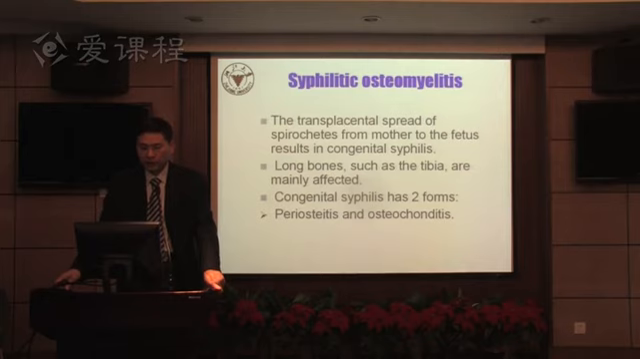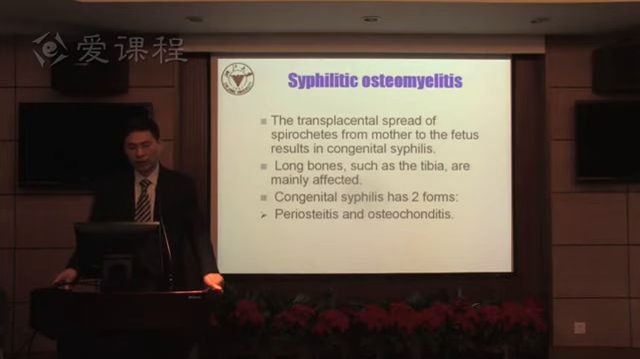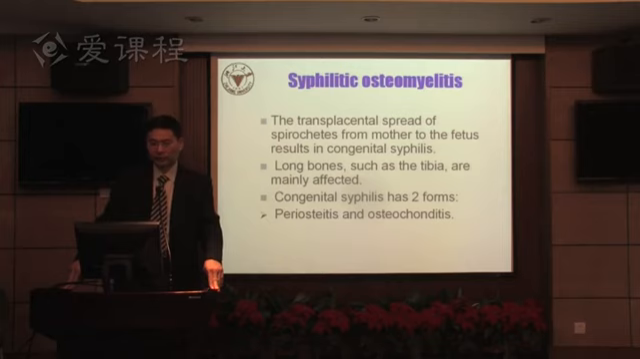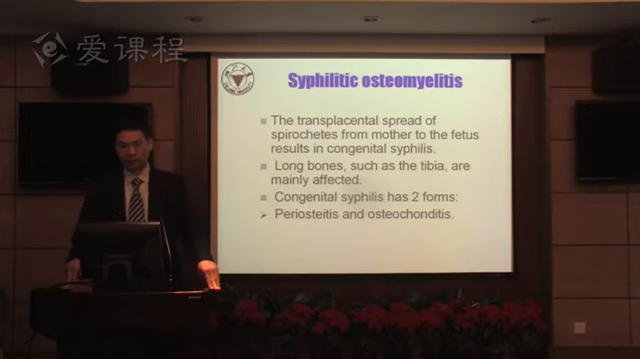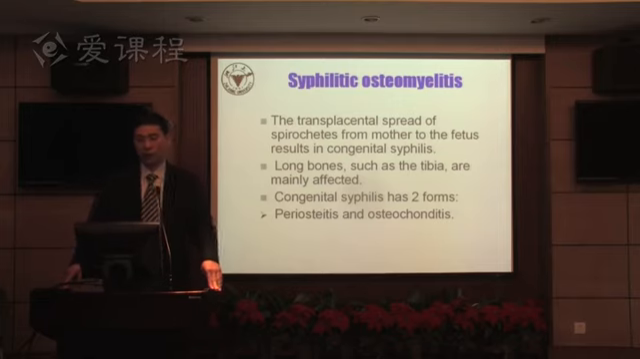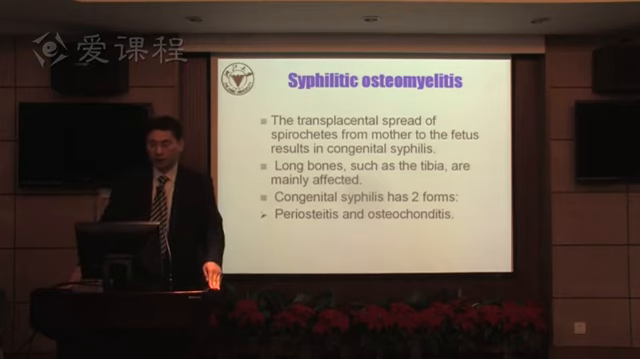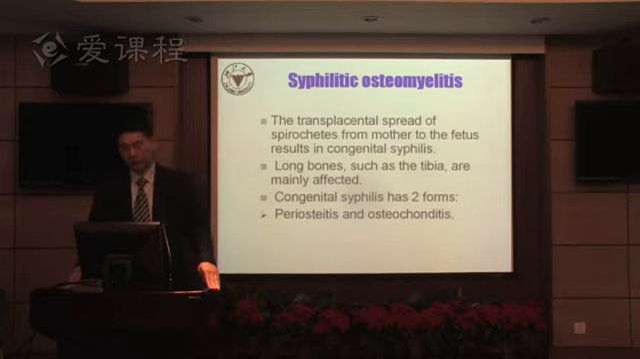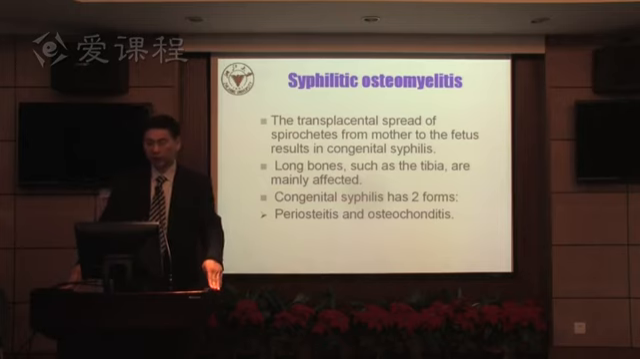Syphilitic osteomyelitis is very rare in China. The transplacental spread of this disease to the fetus results in congenital syphilis, and the long bones are always involved, such as the tibia. Congenital syphilis has two forms, which we call periostitis and osteochondritis.